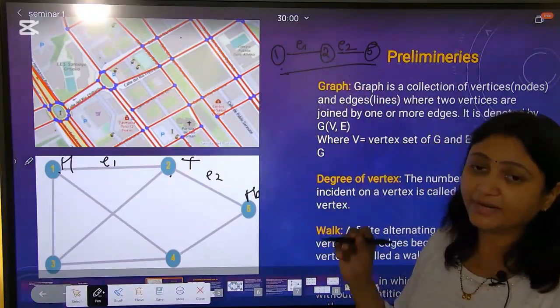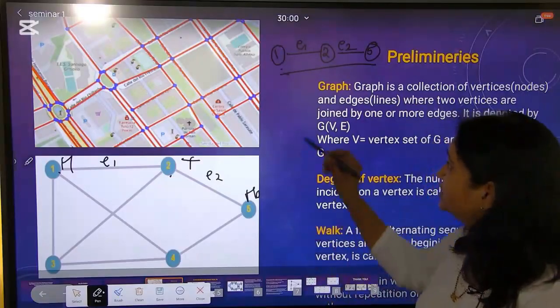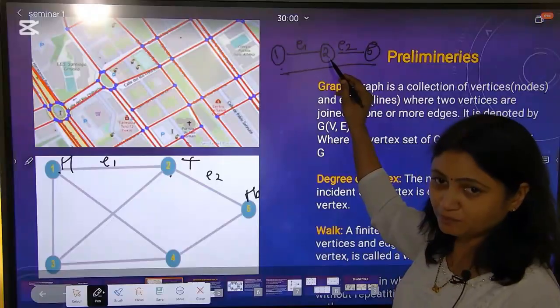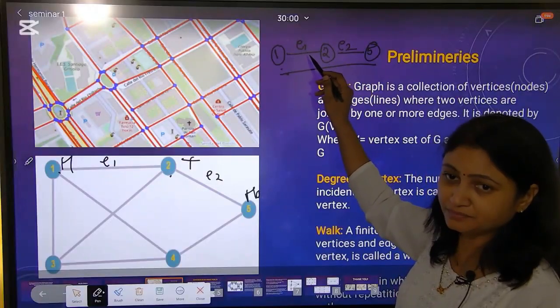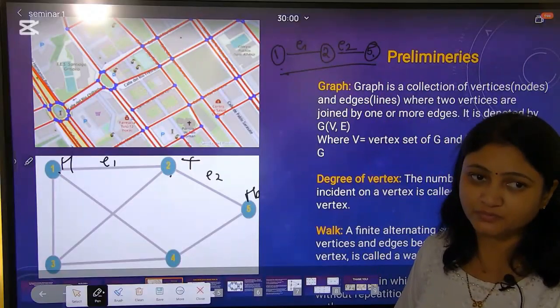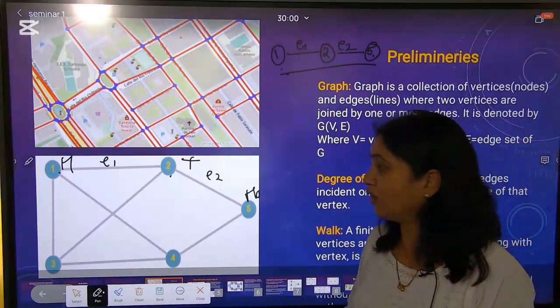This is the finite alternating sequence of vertices and edges. So, we have started from the vertex 1, then traversed to vertex 2 including the edge E1, then we traversed to the vertex 5 including the edge E2. So, this is the walk.